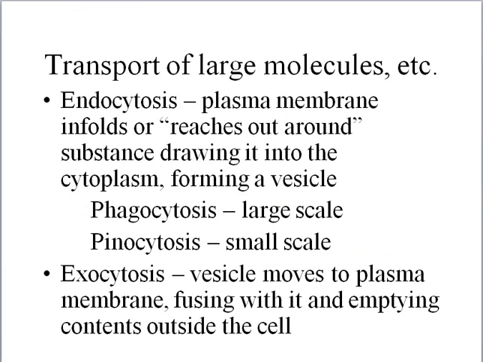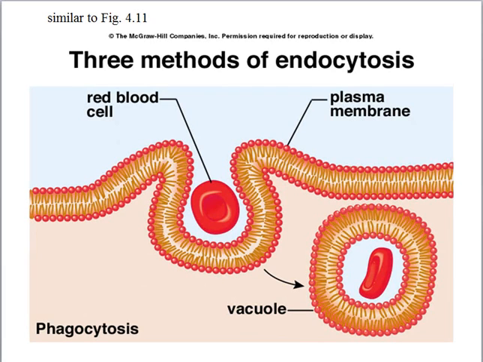Carrier and channel proteins cannot transport large items or large volumes of items. Endocytosis brings these items into the cytoplasm, while exocytosis moves items out of the cell. Phagocytosis is endocytosis in which the cells engulf large particles, including other cells, such as bacteria, or in this example, an old red blood cell by a white blood cell. The plasma membrane reaches out and around the item, eventually forming a vacuole containing that item, drawing it into the cytoplasm.